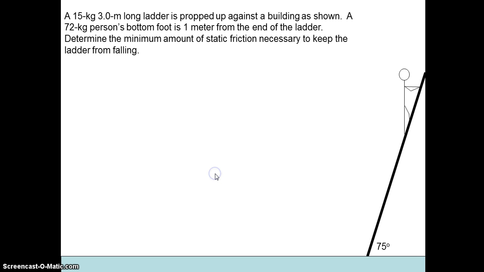We're going to try another example. Let's say we have somebody that's climbing up this ladder, and we want to figure out how much friction is necessary down here to keep it from falling. So the mass of the ladder is 15 kilograms, mass of the person is 72 kilograms. The ladder is 3 meters, and the person is 1 meter from the end, and the angle down here is 75 degrees.